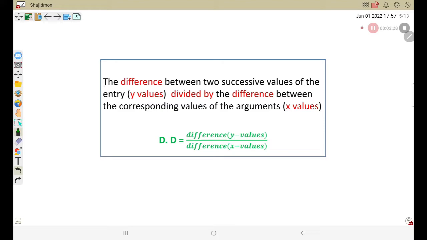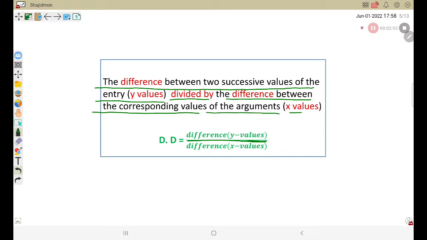So what is the meaning actually? Divided difference means, you can see the division and subtraction also. Difference of y values divided by difference of x values. DD means divided difference. So we are calculating the difference between two successive values of the y, entry value, divided by the difference between the corresponding values of the argument or x value. X values we are calling by another name, arguments; y values we are calling entry values.